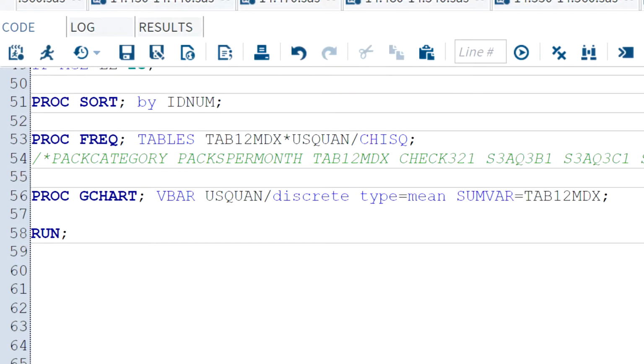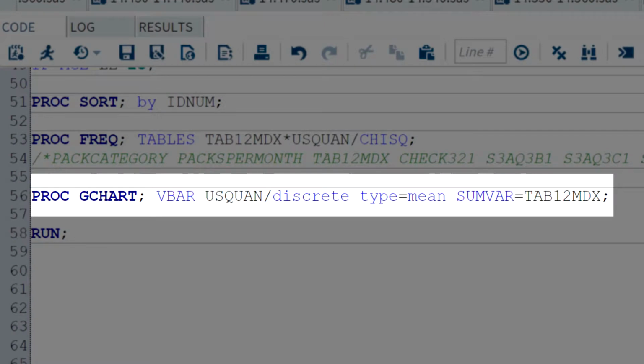To graph these proportions with code, we use the following: proc gchart; vbar USQUAN / discrete type=mean sumvar=TAB12MDX; We ask for the average, which will give us the proportion of individuals with nicotine dependence, given that this variable is coded 0 and 1.